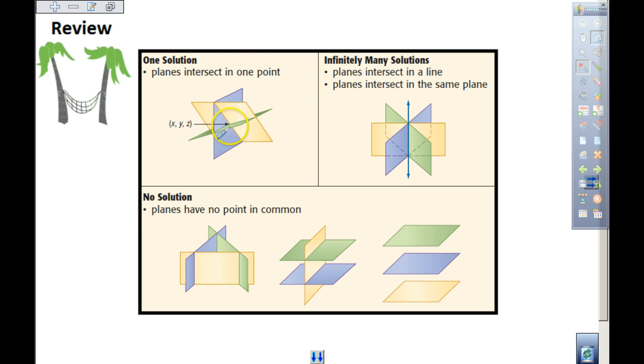Well, they intersect at one exact point, and it'll be an ordered triple, x comma y comma z. We can still get infinitely many solutions, where they all intersect in a straight line. And there are actually three different ways to get no solution, but in the end it's going to be the same result. If you get something true, that's infinitely many solutions. If you get something false, that means no solutions. Which kind of no solution is not too important. There are several ways for that to happen.